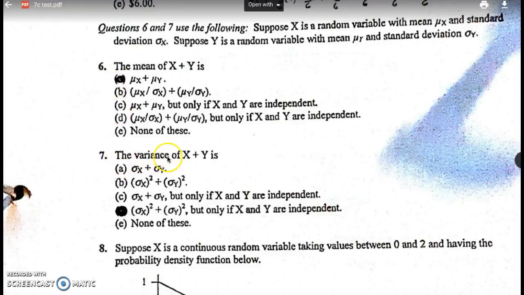For 7, the variance of x plus y is sigma of x squared plus sigma of y squared. And that's only if x and y are independent. So 7 is D. Again, those are just pulling formulas straight off your notes.